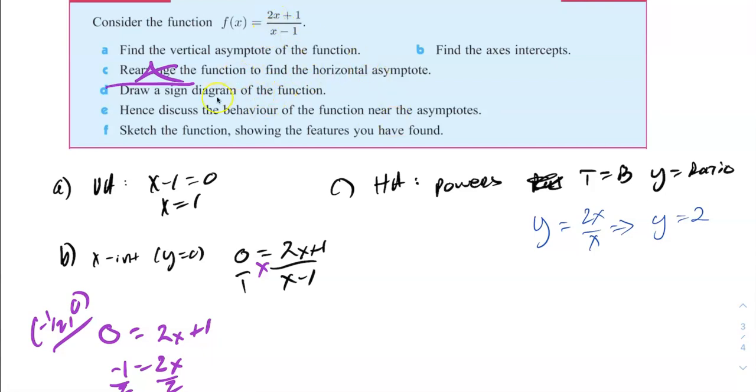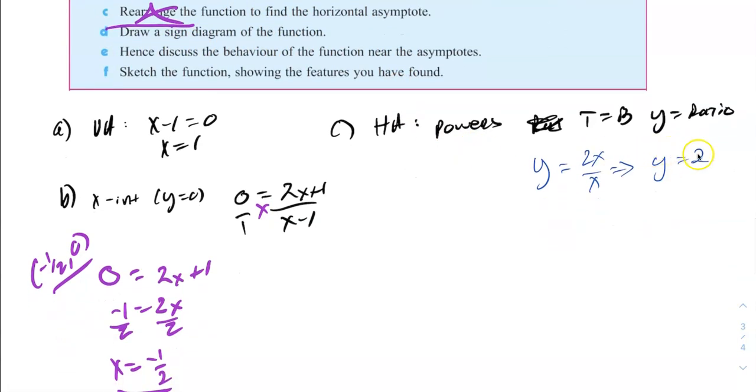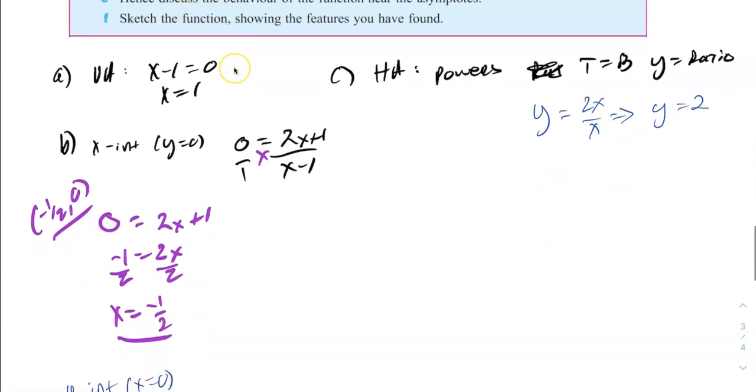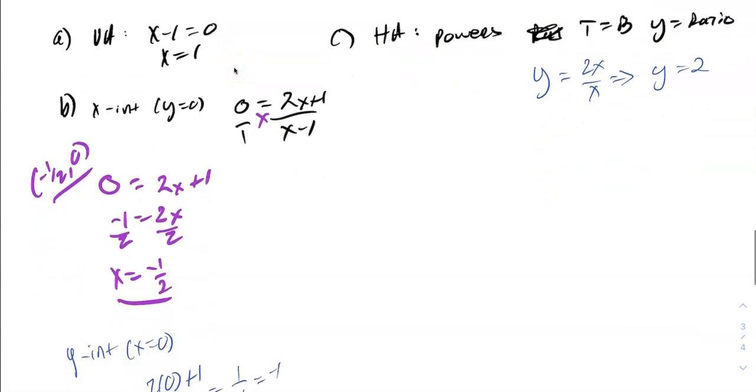Okay, horizontal asymptote done. Draw a sign diagram. We don't do that. You don't need to. Discuss the behavior of the function at the asymptotes. That's just a horizontal asymptote. They're going to get close to 2. Sketch the graph of the function. So let's sketch this graph.